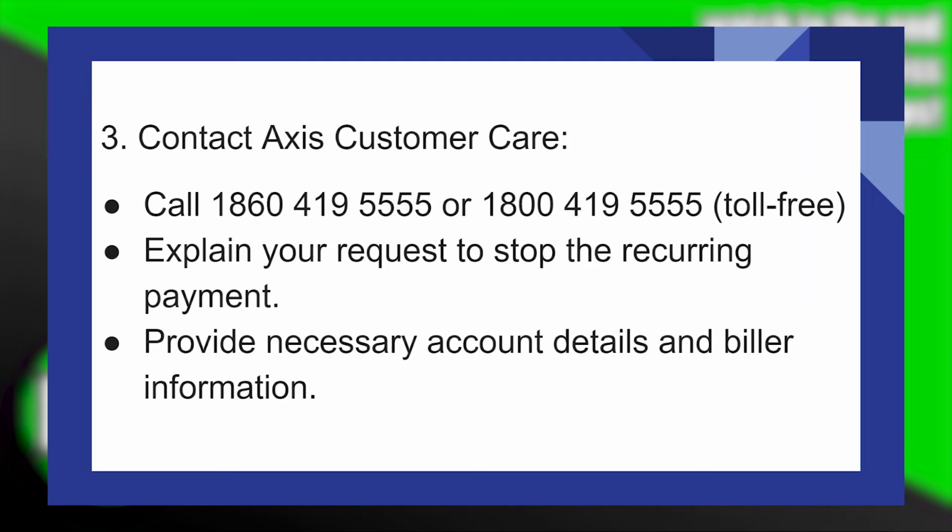Or you can contact Axis Customer Care. So you can call 1-860-419-5555 or 1-800-419-5555. Then explain your request to stop the recurring payment. Now provide the necessary account details and biller information.